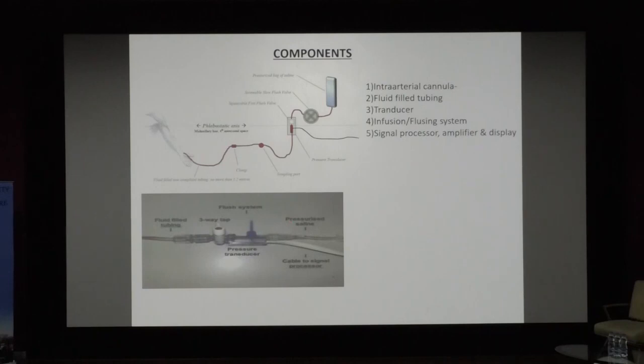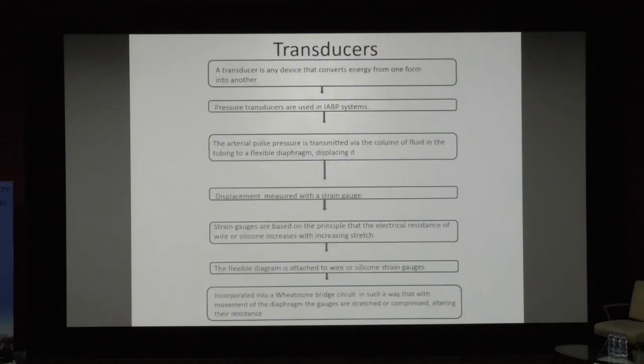Now, what are the components? There is an intra-arterial cannula, fluid-filled tubing, three-way taps, flush systems, and then a signal processor and amplifier and a display unit. Now, what is a transducer? A transducer is any device that converts energy from one form into another. Pressure transducers are used in IABP systems. The arterial pulse pressure is transmitted via the column of fluid in the tubing to a flexible diaphragm, displacing it. This displacement is measured by a strain gauge.